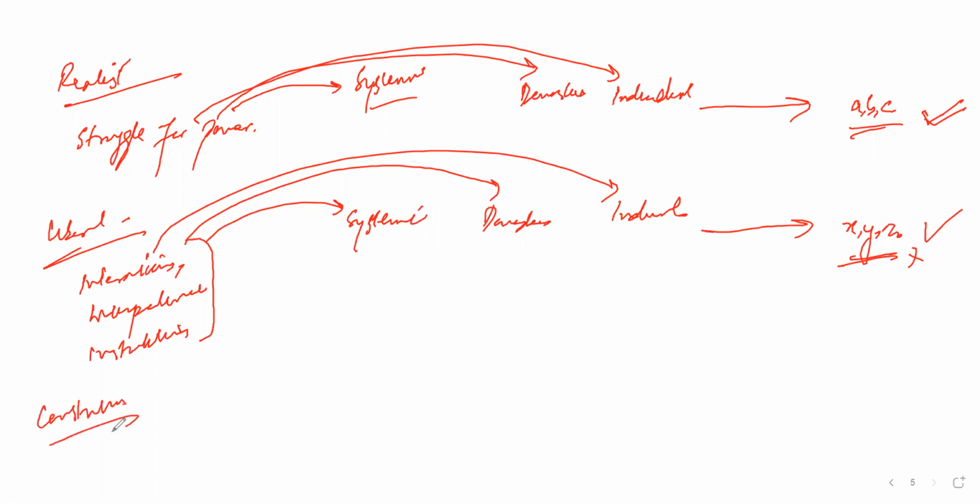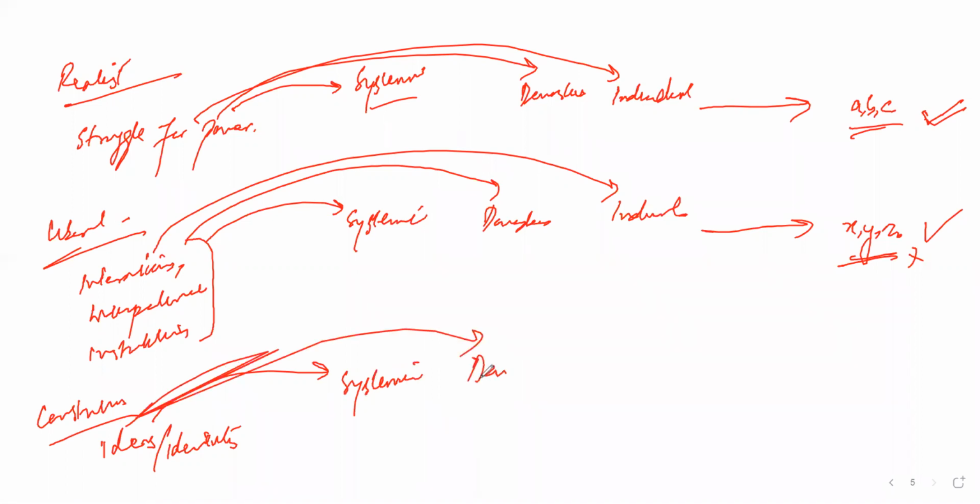constructivism. Now, constructivism says that ideas are important, identities are important. So they would view how these ideas and identities are shaping at the global level and their impact. Same at the domestic level, same at the individual level.